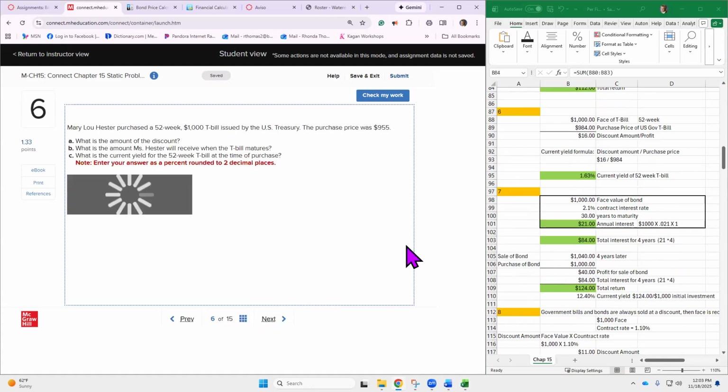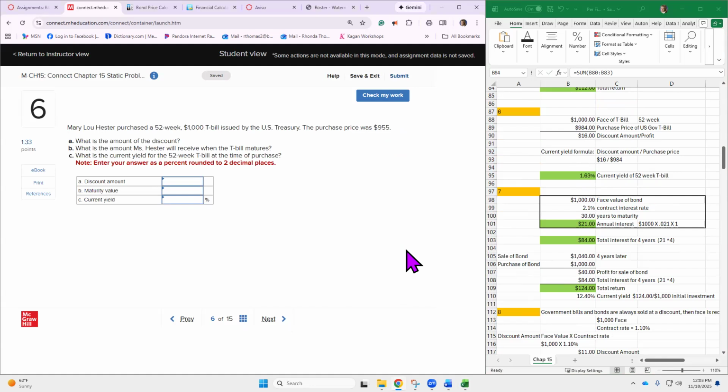Number 6. Okay, there are different types of debt instruments. So this is what they call a T-bill. I believe they call it a bill because a bond tends to be a longer term investment.